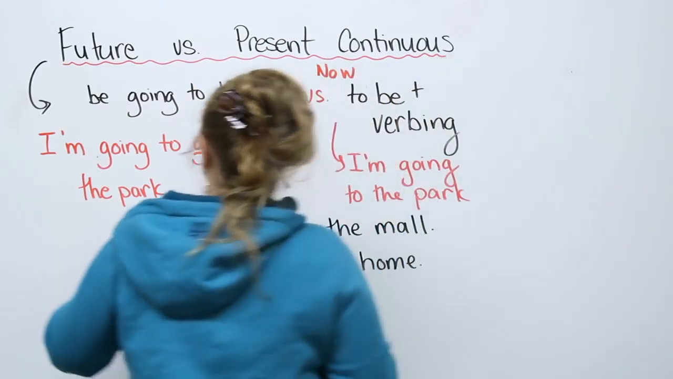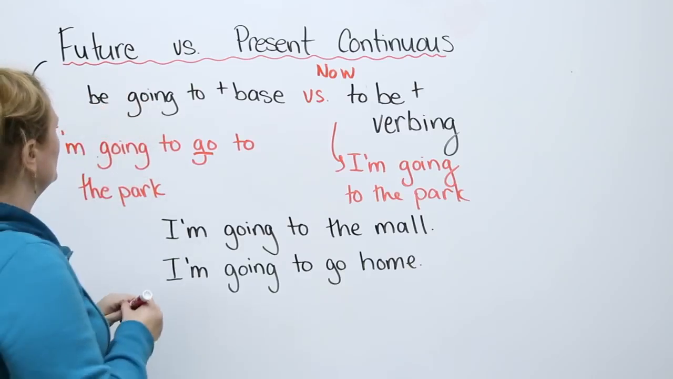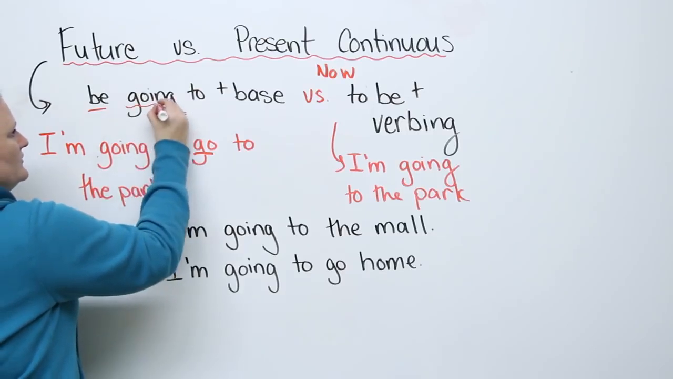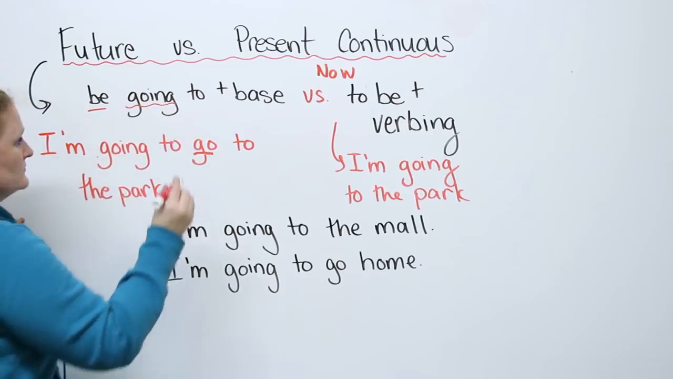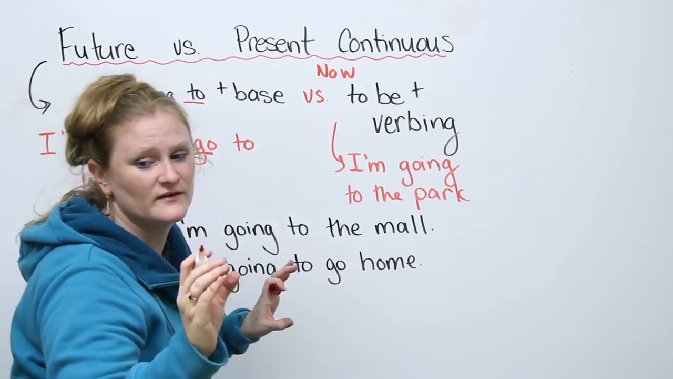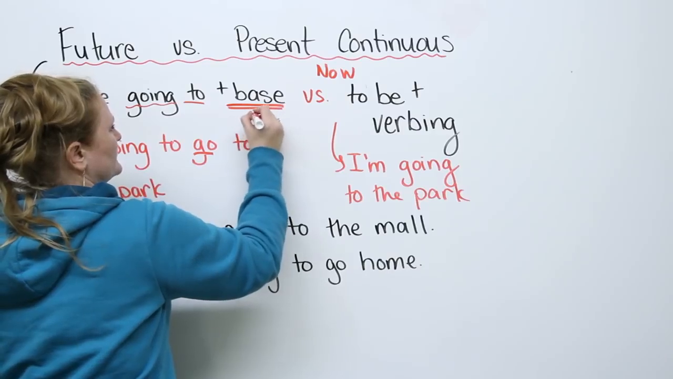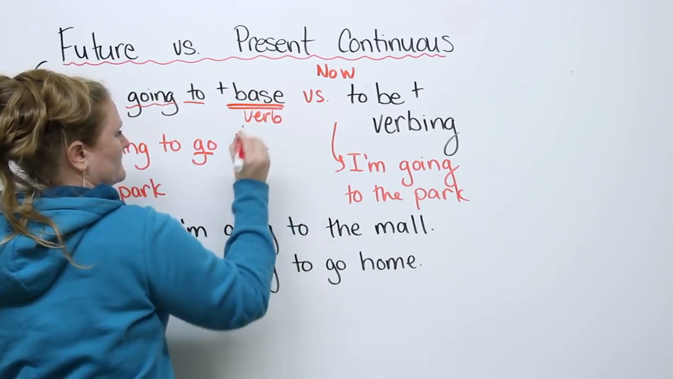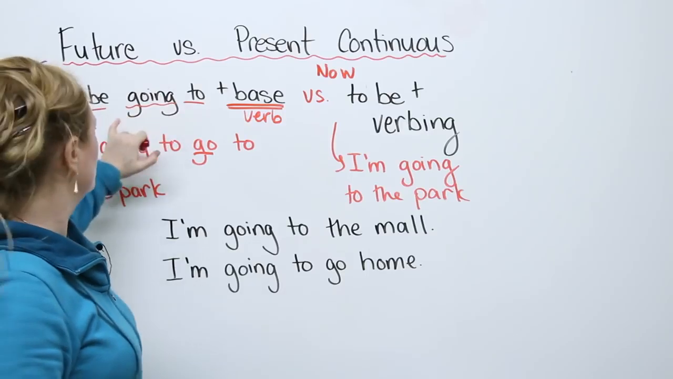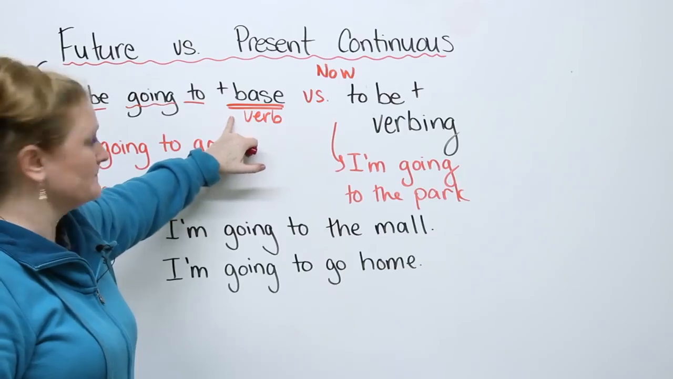So, the second thing we have to examine is the actual sentence structure. When we look at the future tense, we have to use the verb to be. We have to use going to, and, very important, we must use the base verb. So our basic future structure is: be verb, going to, plus your base verb.